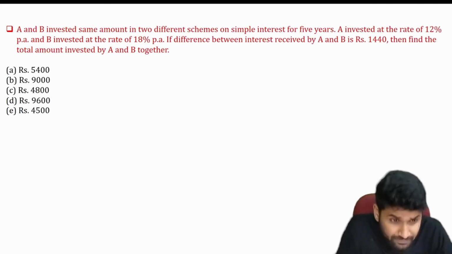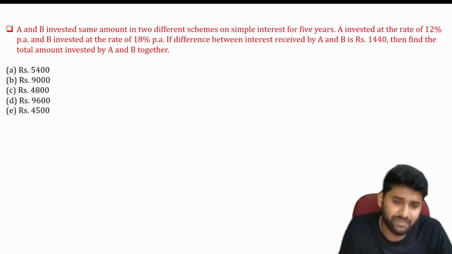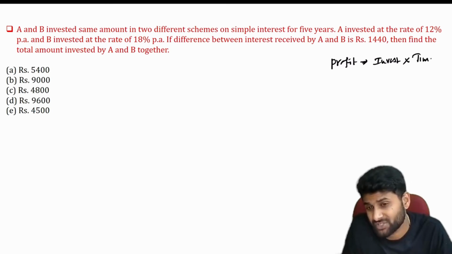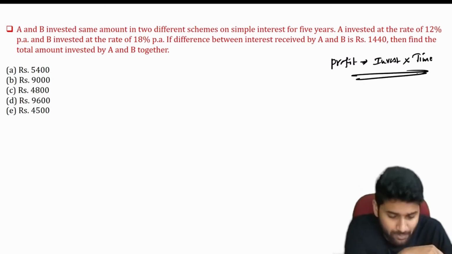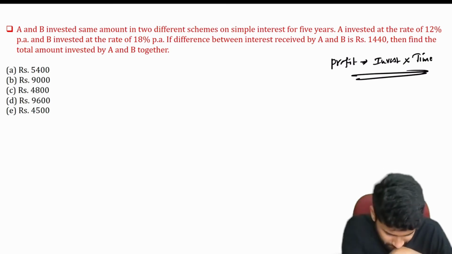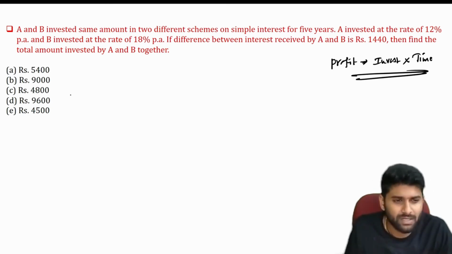See this question, a question from partnership. Guys, partnership needs profits. Profit depends on how many persons have invested, and how much amount they invested with respect to duration. So these two parameters decide the profit of any particular person in the business. Now say A and B invested the same amount in two different schemes.